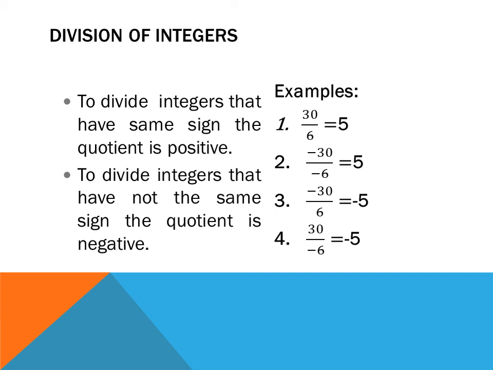For example, positive 30 divided by 6 is equal to positive 5. Then negative 30 divided by negative 6 is still positive 5 because they share a common sign. While negative 30 divided by 6, they do not share a common sign, so the answer is negative 5. While 30 divided by negative 6, still the answer is negative 5 because they do not share a common sign.